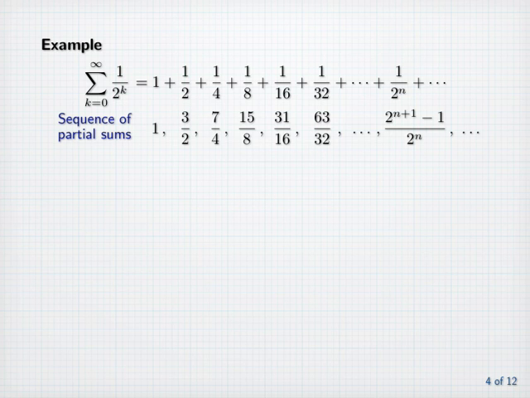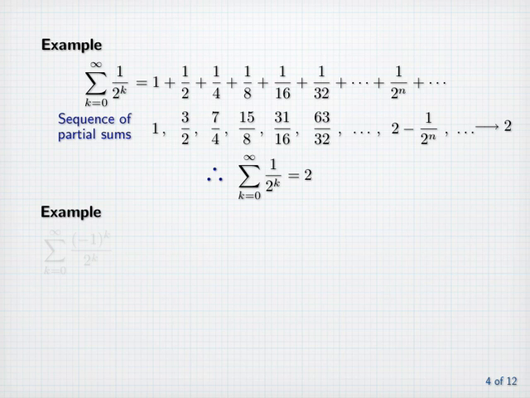which can be rewritten as 2 minus 1 over 2 to the n, making it clear that the limit as n goes to infinity of the nth partial sum is equal to 2. Therefore, the sum from k equals 0 to infinity of 1 over 2 to the k is equal to 2.